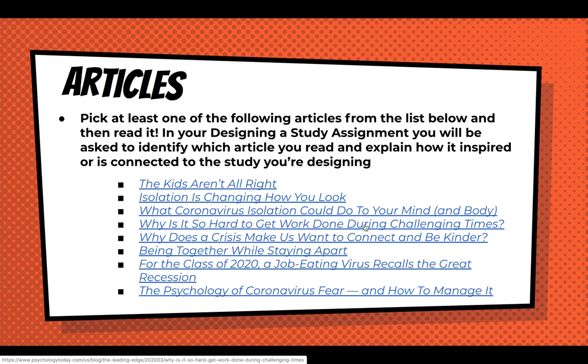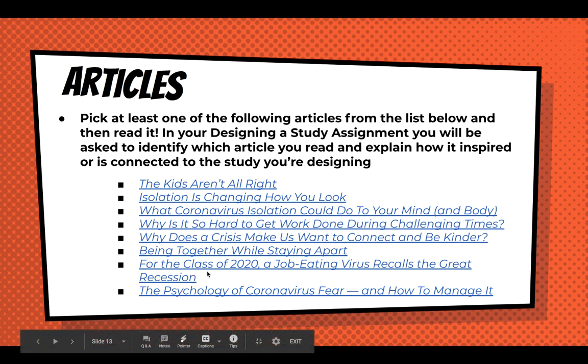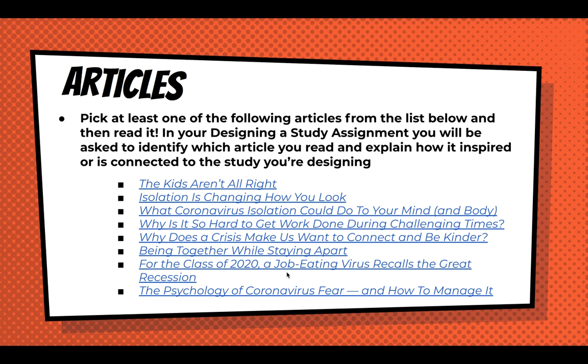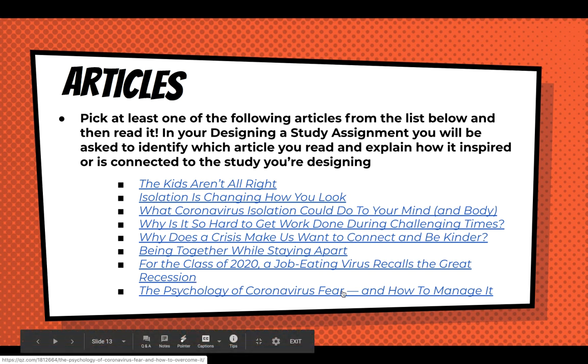Why is it so hard to get work done during challenging times? Again, it really plays on motivation, but also has to do a little bit with what's going on in your brain. Why does a crisis make us want to connect and be kinder? Another interesting one that has to deal with our emotions. Being together while staying apart, again talking about the need for human contact. This one is a little more relevant to you. I think it's actually about college students: for the class of 2020, a job-eating virus recalls the Great Recession. It talks about motivation and fear, so it also connects to the brain. And then the psychology of coronavirus fear and how to manage it. So again, similar to that.